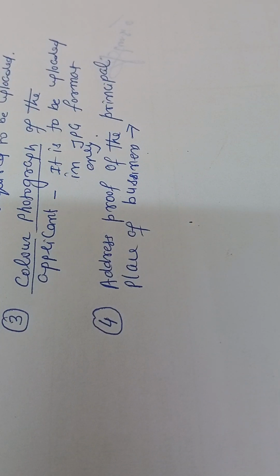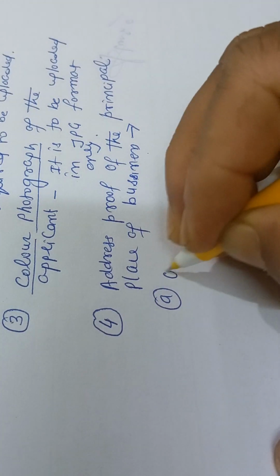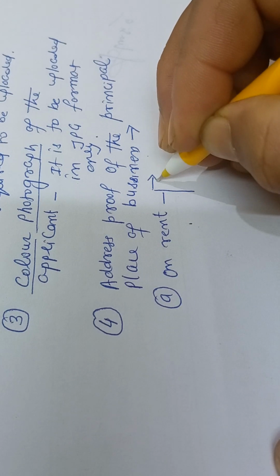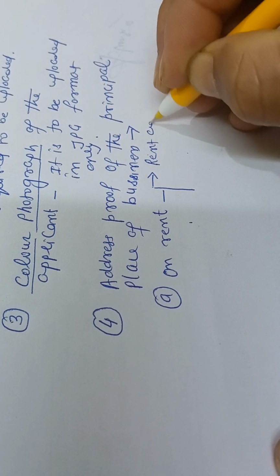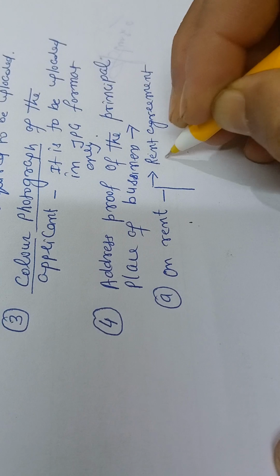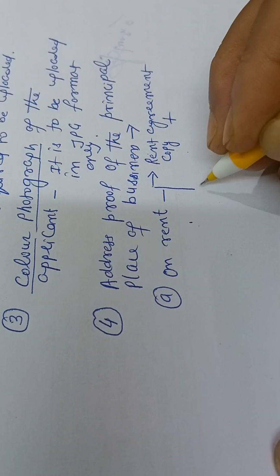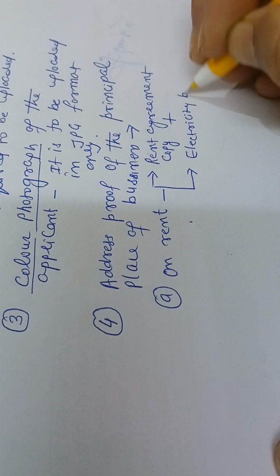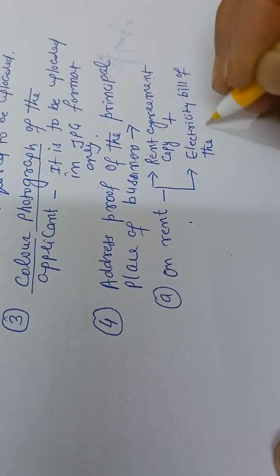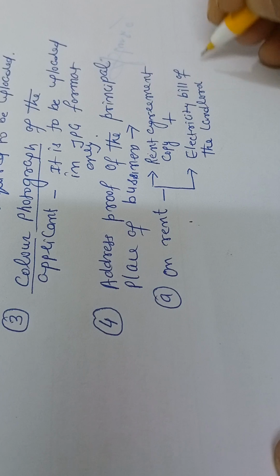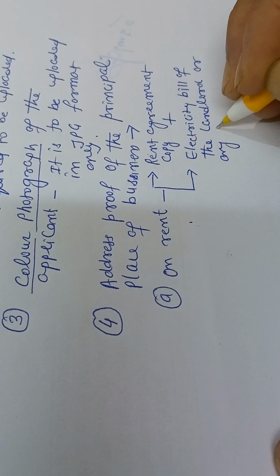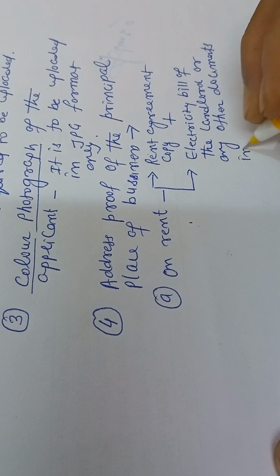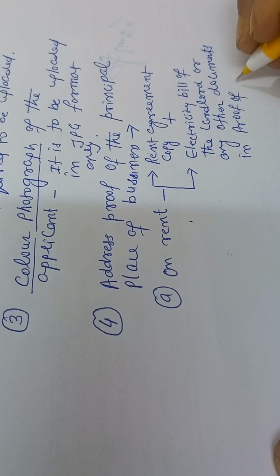For example, if the premises is on rent, then you have to procure rent agreement copy plus electricity bill of the landlord, or any other documents in proof of ownership.